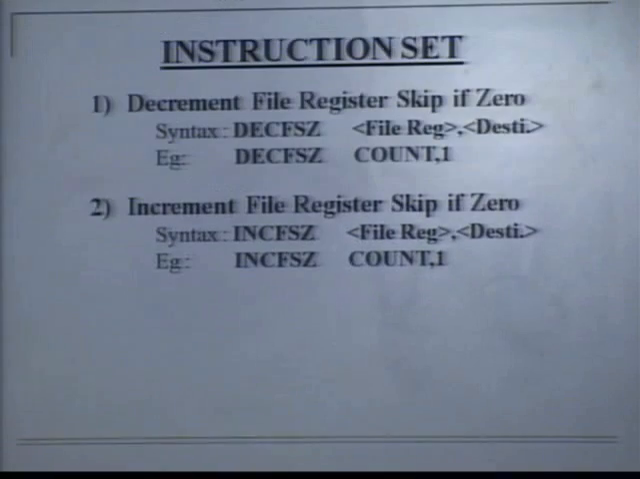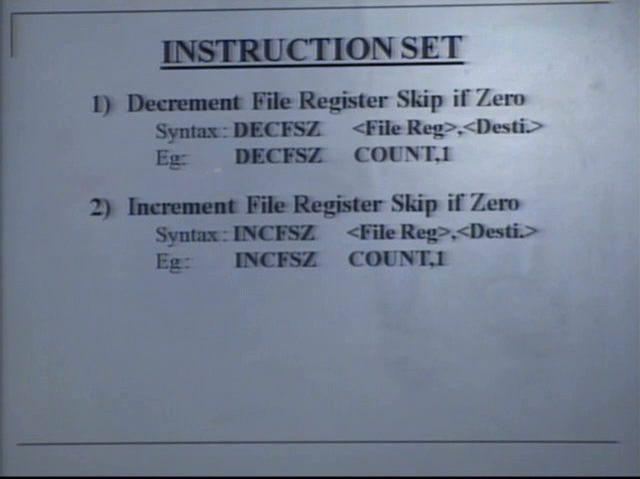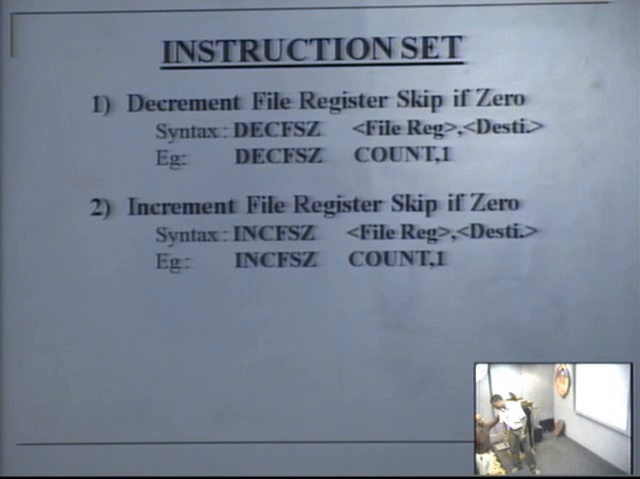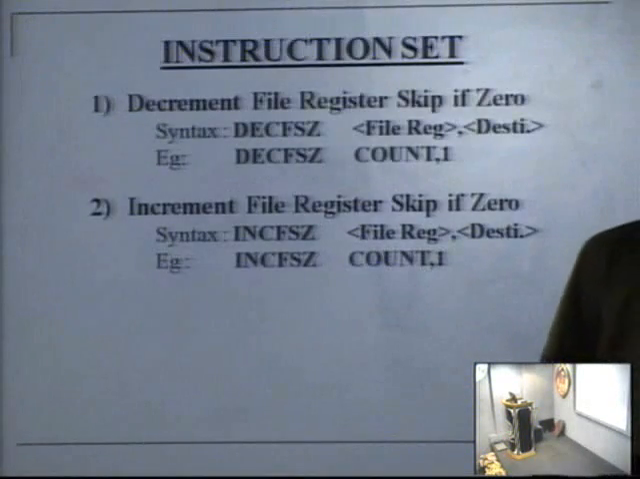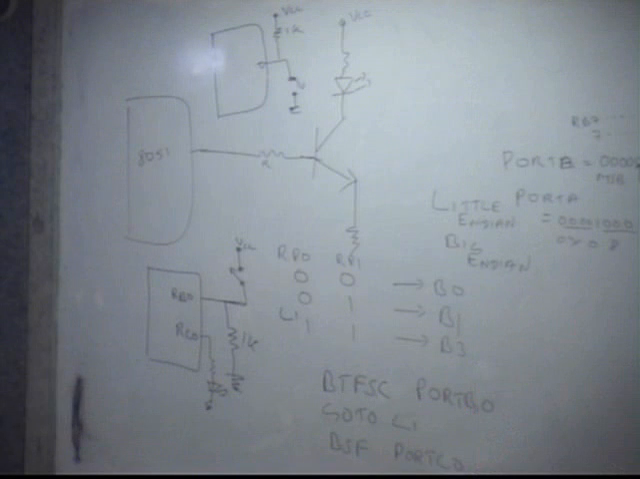Two more instructions we will see. The next one is DECFSZ, decrement file register, skip if 0. Why are we using this? Because, for example, I need to create a delay in a C program. So how do we create a delay usually?